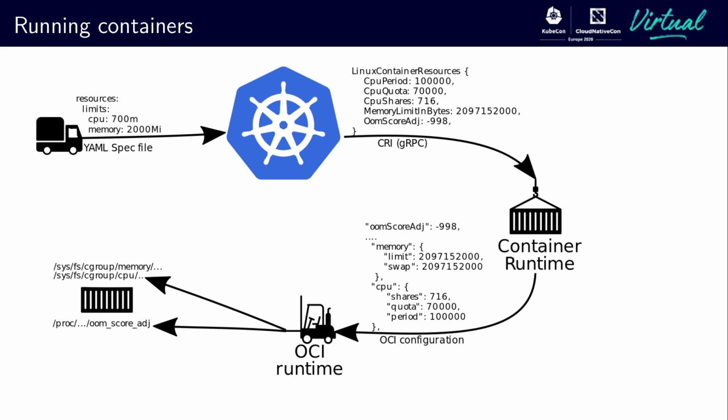So we have the communication between kubelet and CRI runtime using gRPC. And then we have the container runtime passing the configuration to the OCI runtime through a JSON file. The OCI runtime, in the steps to create the container, will write these values to the cgroup file system and also set the oom score adjustment through the proc file system.